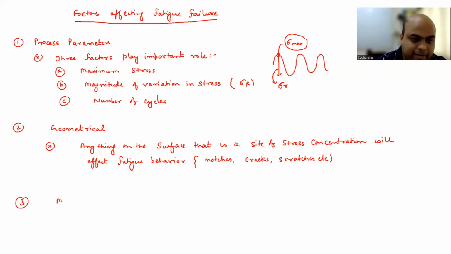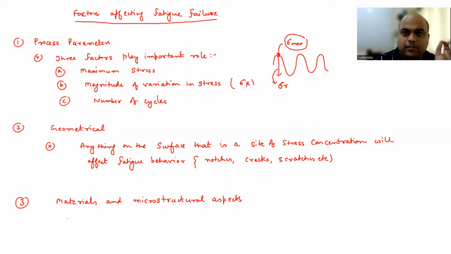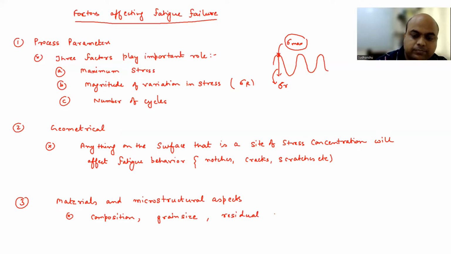Third is materials and microstructural aspects. So this is about the composition. Obviously, if you are going to change the composition, the fatigue deformation behavior is going to change. Then grain size is also going to affect it, and residual stresses. So all metallurgical factors, right? These are going to affect the fatigue deformation, or fatigue behavior. The last is your environment.